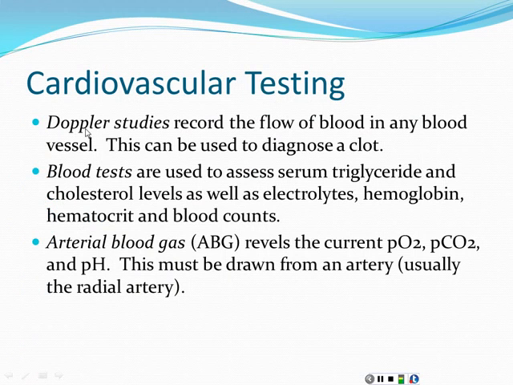Some other tests, Doppler studies. Using the techniques of ultrasound, we can measure how fast blood is flowing and how smoothly it's flowing. So we can use this to find a blood clot, let's say, not just in the heart, but even in the legs or in the lungs. We can use Doppler studies.